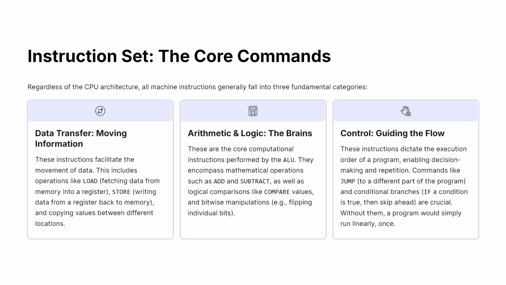Control instructions. These are the ones that let programs make decisions and repeat things. Jump to a different part of the program. If this condition is true, then skip ahead. Without these, a program could only run straight through from top to bottom, one time.